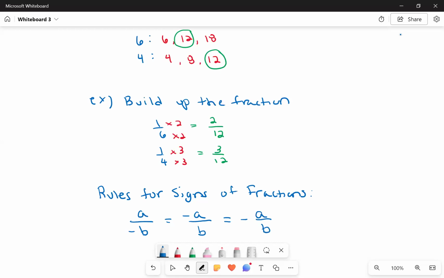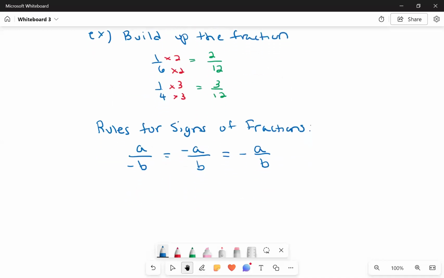Saying that we divide by a negative, or we're dividing something that's negative, or the whole thing is negative is all the same thing. Okay, the negative can float. What it is not the same thing as is both of them being negative. Both of them being negative is going to give us a positive, right? Negative divided by a negative is going to give us that positive. Okay, so there we go. Rules for the signs of fractions.